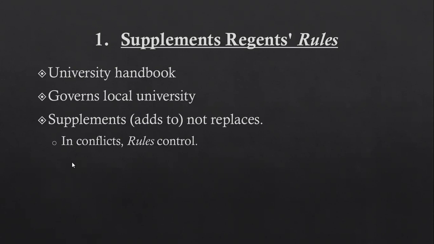So the local university has its own policy for grade appeals, which it lists in the Handbook of Operating Procedures. Now, this is just an example of how HOP supplements rather than replaces the Regents' rules. Under the rules, local universities govern their institution through the Handbook of Operating Procedures. Okay, so HOP supplements rather than replaces. It adds to rather than overrules the Regents' rules. That's an important distinction.